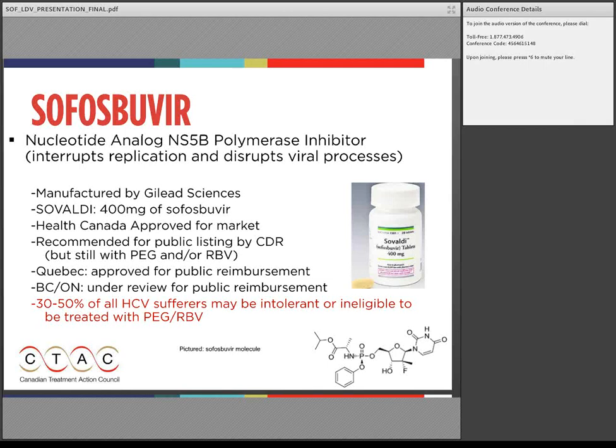In British Columbia, Sovaldi is presently under review by the Ministry of Health and BC Pharmacare, and BC Pharmacare, in fact, has closed its patient input request just this July. In Ontario, Sovaldi is presently under review by the Ministry of Health, and similarly to BC, the Ontario Public Drug Program closed for patient input also in July.